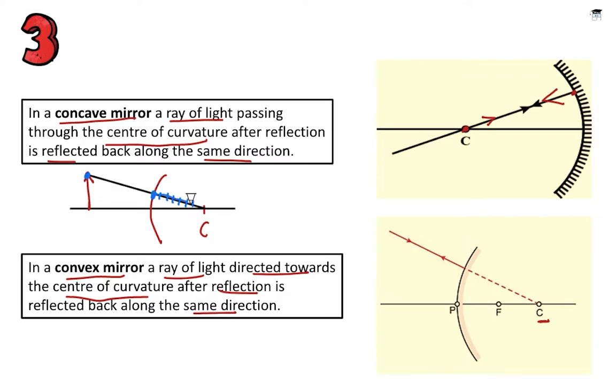This part is actually not happening. It's just to show you that this ray of light is moving towards the center of curvature. So this ray of light will reflect from this point, and after reflection it will be reflected back along the same direction. So in case of a convex mirror, a ray of light which is directed towards the center of curvature will be reflected back along the same direction.